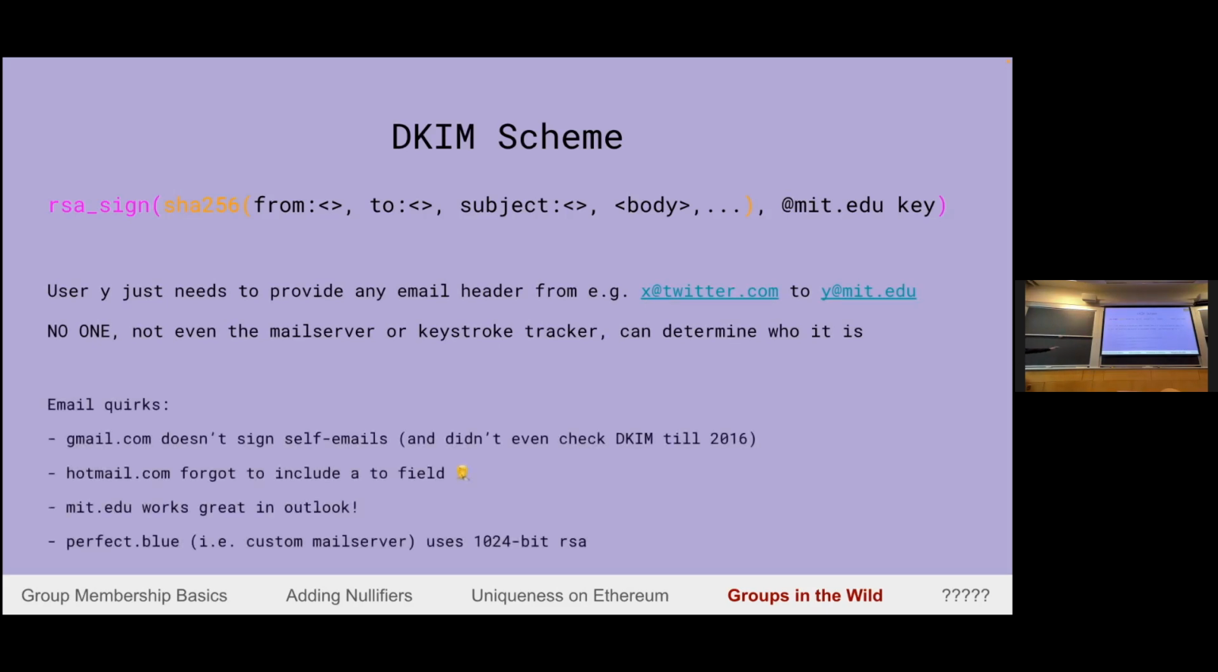And there are a couple of quirks here. Some people don't have all the fields. Sometimes the keys are a different number of bits. Sometimes some specific emails aren't signed. By and large, 99% of the emails in your inbox will have this kind of format.